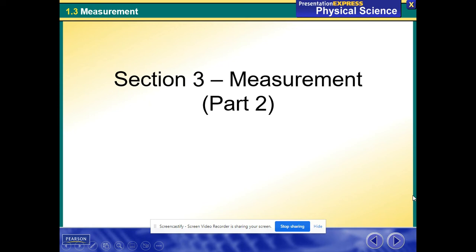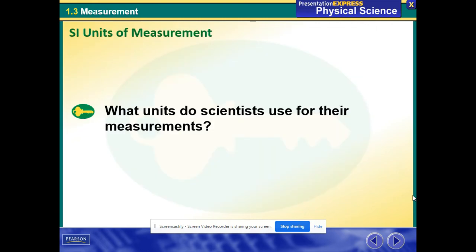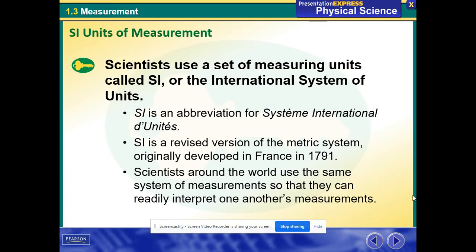Hey everyone, we're going to continue on with section 3 over measurement, and we're going to talk about part 2 today. If you recall, in part 1 we talked about scientific notation, but in part 2 we're going to introduce the SI units of measurements. Our key question starts off with, what units do scientists use for their measurements?